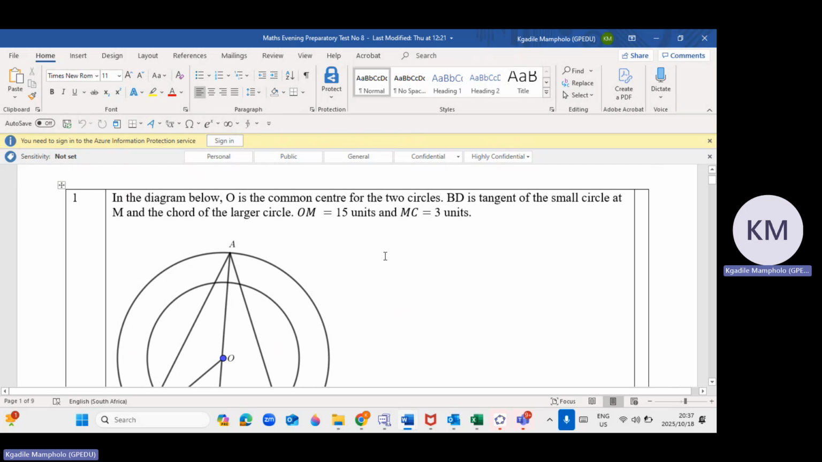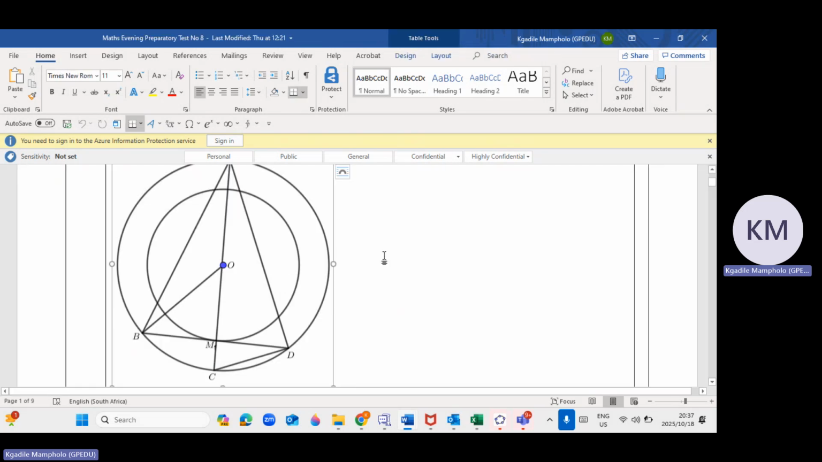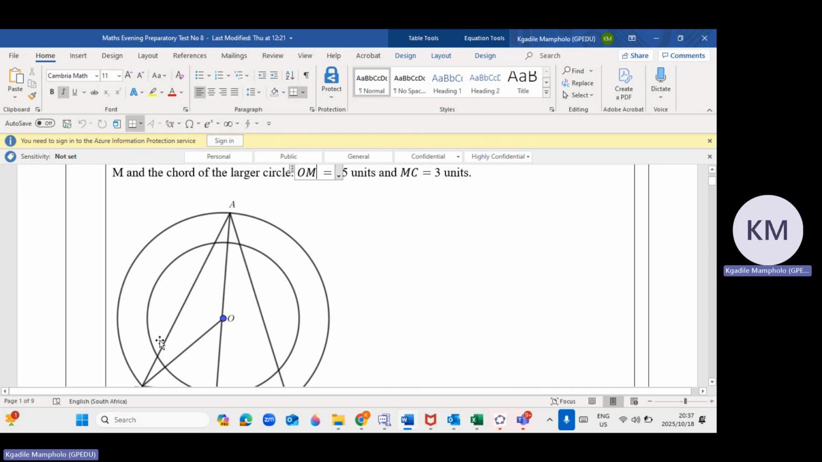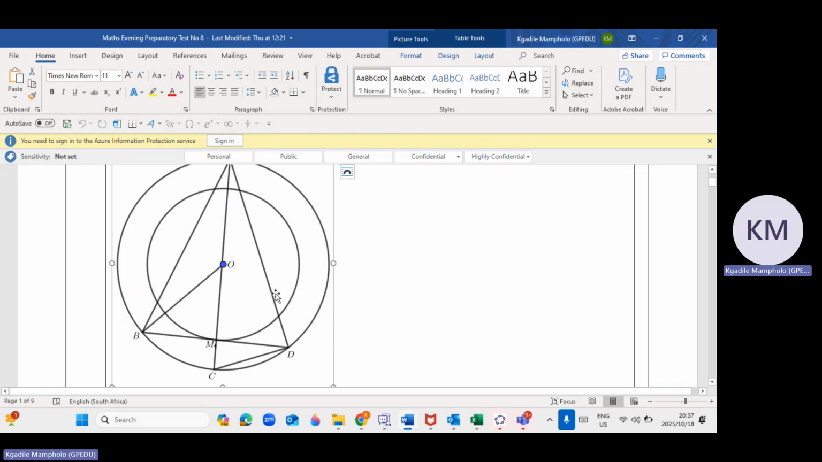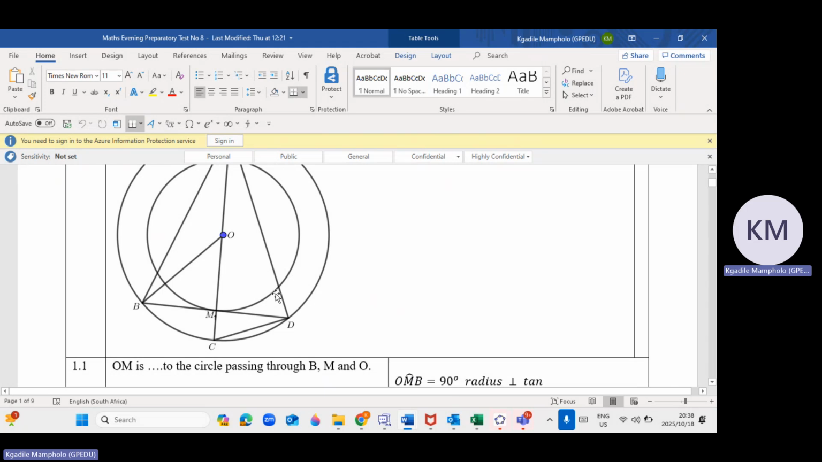so that when you start answering questions, you know, for instance here, you see that OM is 15 units. You go to OM, write 15 units. MC is 3 units. You go to MC, write 3 units. So that when you start working, all the magnitudes are marked on this diagram. Now let's look at the first question.